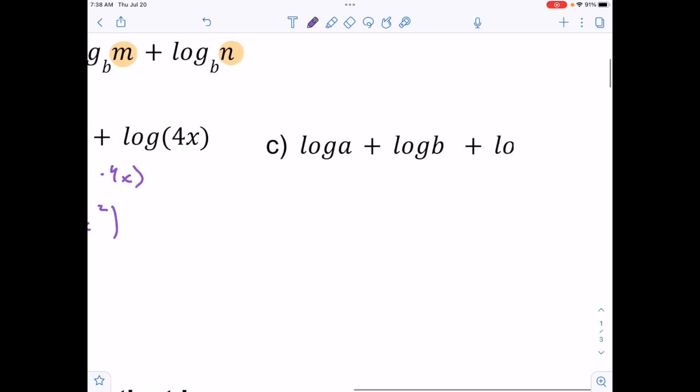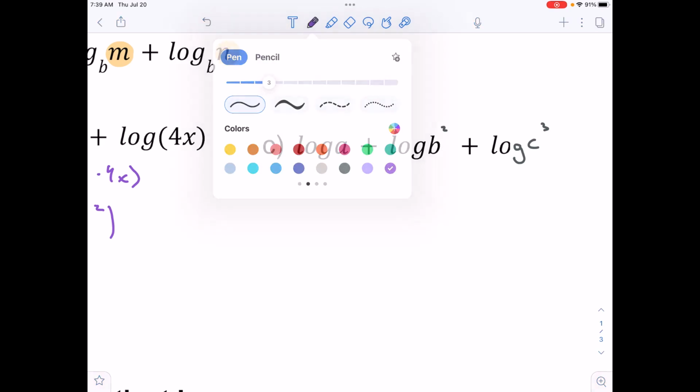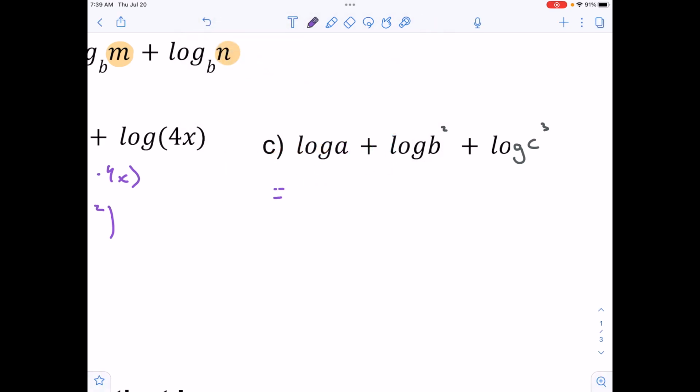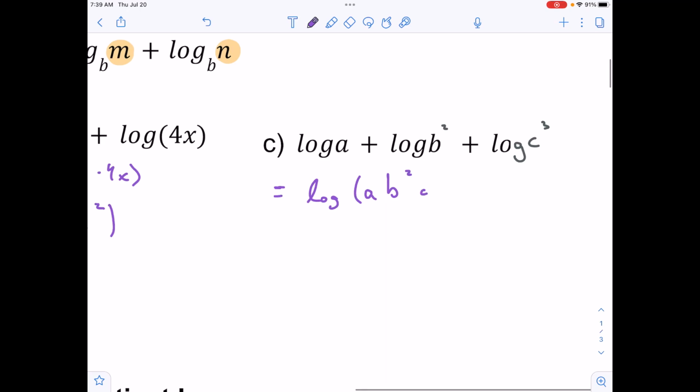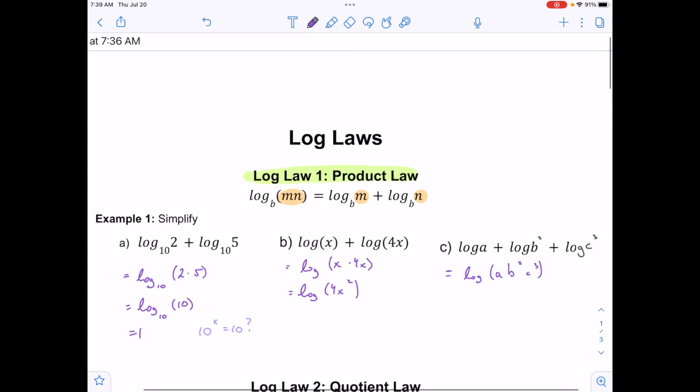And last but not least, log a plus log b squared plus log of c cubed. Again, we can bring it all together because they all have the same base. This is going to be log of a times b squared times c cubed, all under one log. All right, that's our product law.